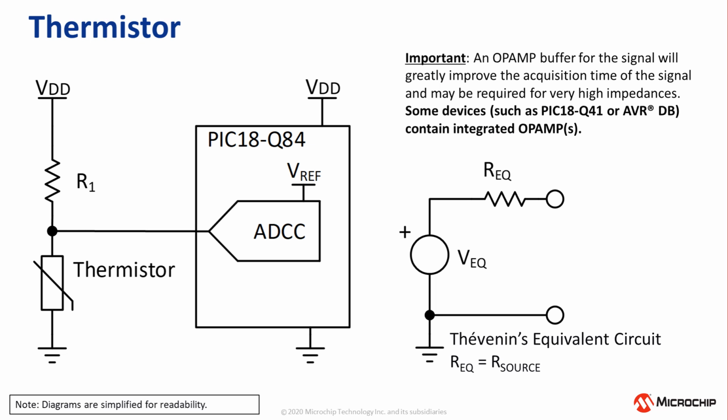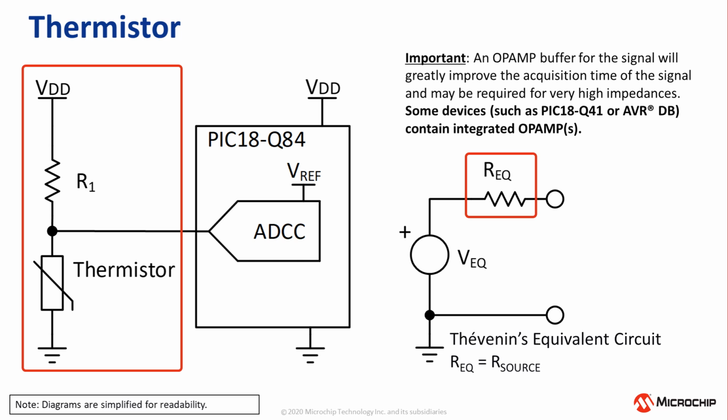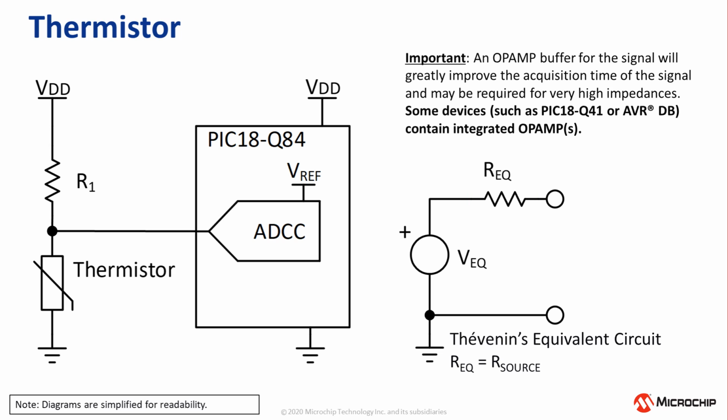The thermistor changes its resistance in response to temperature. In this setup, the thermistor forms a voltage divider. The equivalent impedance of the sensor, which can be found by using Thevenin's theorem, is added to the impedance of the ADC to calculate the maximum time to acquire the signal.